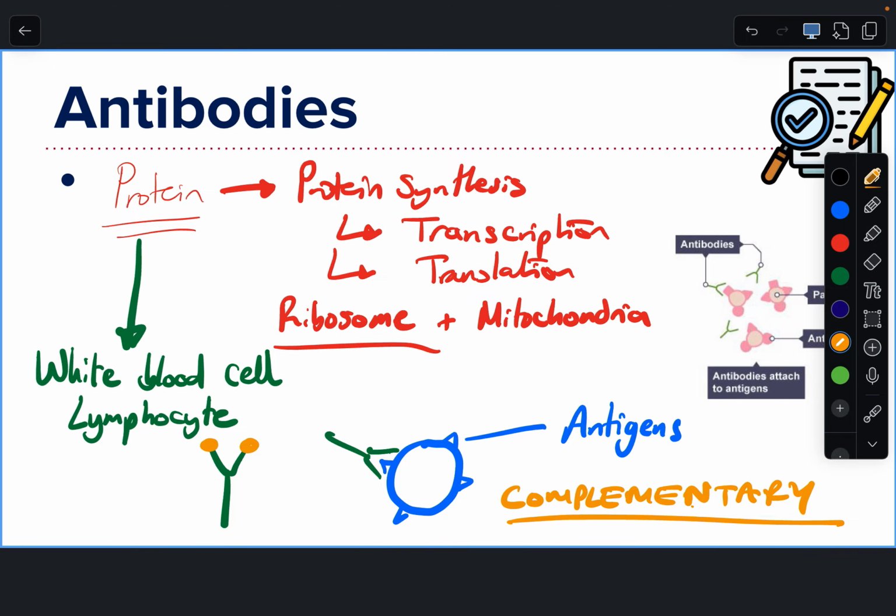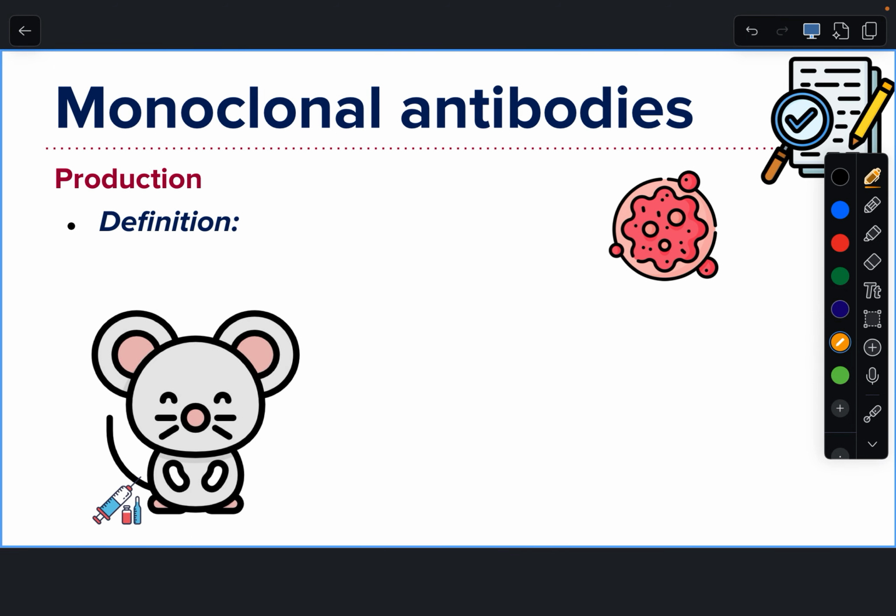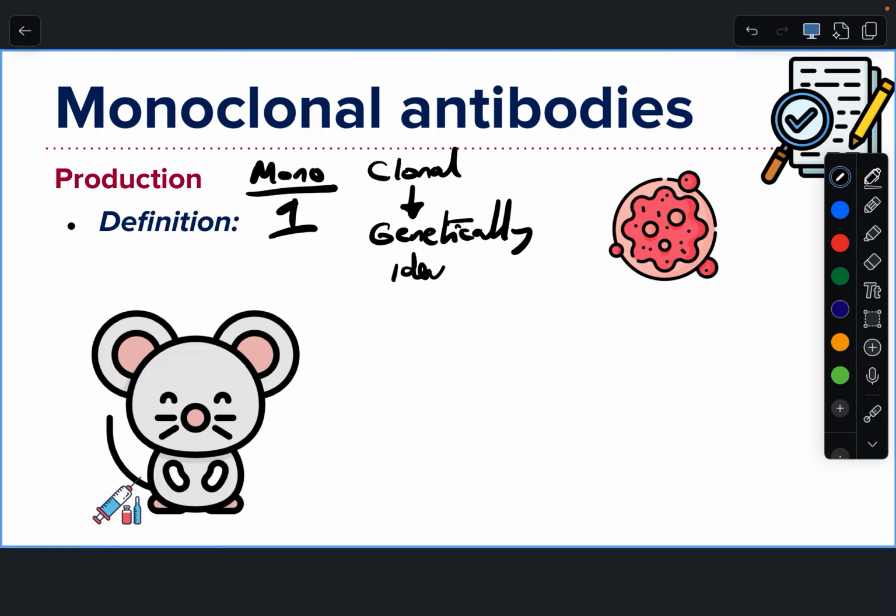We're now going to focus more on specific antibodies, which are called monoclonal antibodies. In terms of monoclonal antibodies, I just want to talk about a definition first. If we break the word down, mono obviously means one, okay? Clonal means a genetically identical copy. So a monoclonal antibody is literally lots and lots of copies of the same antibody.